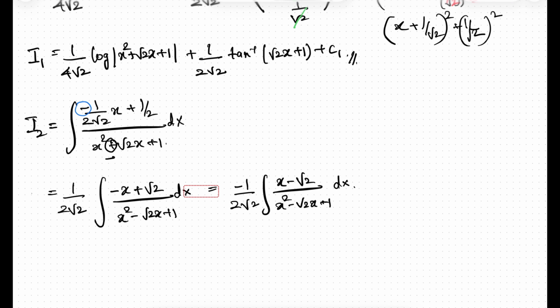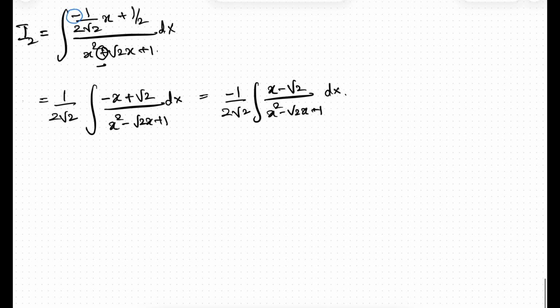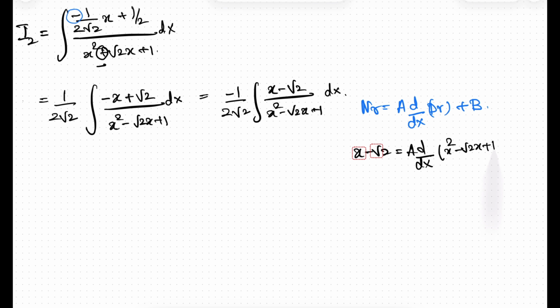Now the same procedure goes once again. So you can probably skip the video if you know this very well, or if you want better clarity, just keep watching. So the numerator is equal to a times differentiation of my denominator plus b, is the formula that we are going to apply. So x minus root 2 is equal to a times differentiation of my x square minus root 2x plus 1, plus b, which is going to give me x minus root 2 equals a times 2x minus root 2, plus b. Firstly, I am going to compare the constant term.